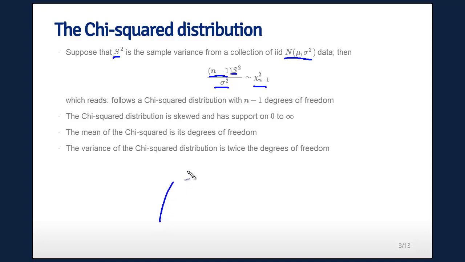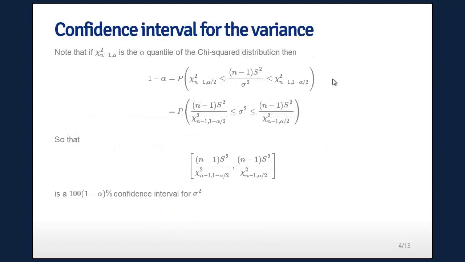So a chi-squared is a skewed distribution. It has support from 0 to infinity. The mean of the chi-squared is its degrees of freedom, and the variance is twice the degrees of freedom. So let me just mention that you can use the chi-squared to create a quick confidence interval for the variance. So here we have the chi-squared distribution.